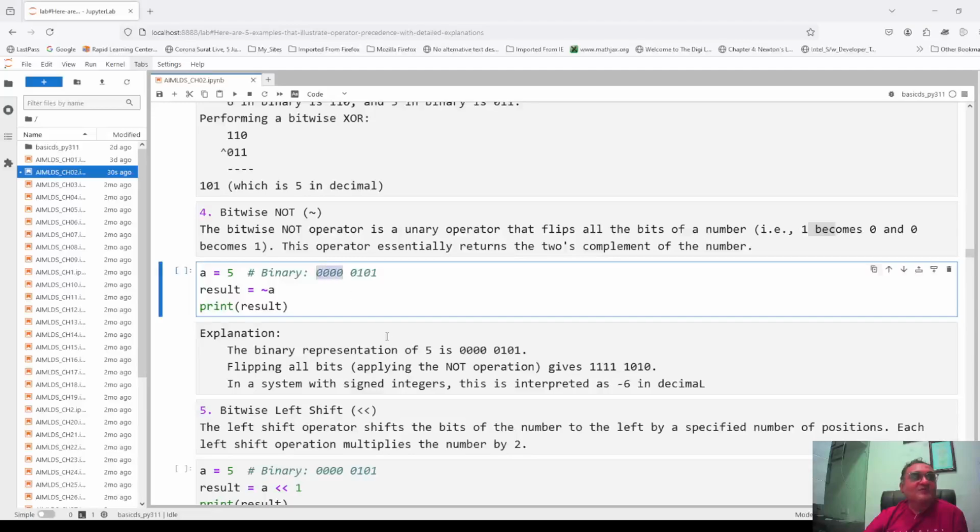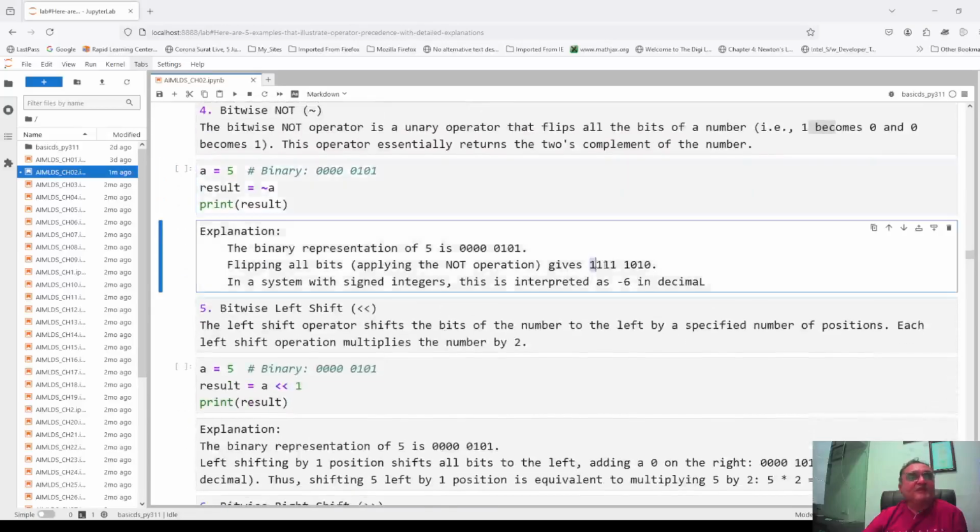So all these zeros will become 1. Then this 0 will also become 1. This 0 will also become 1. While this 1 and this 1, these two will become 0. So if I write this, what will be the result? The result will be 1, 1, 1, 1, 1, then 0, then 1, and another 0.